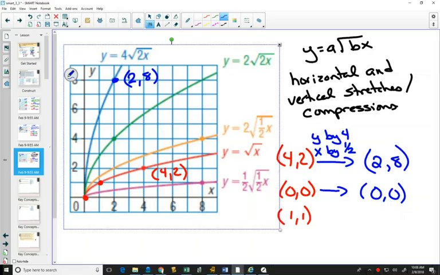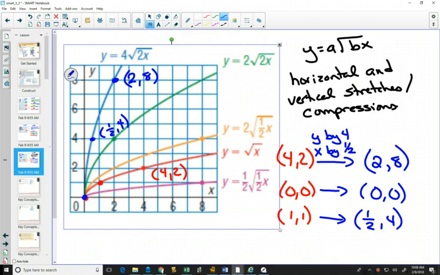If I take 1, 1, I multiply my y by 4 and my x by 1/2. Well, my x will be 1/2, and 1 times 4 is 4. So we notice on this graph that we would be able to draw these 3 points from our original 3 points of our parent graph.